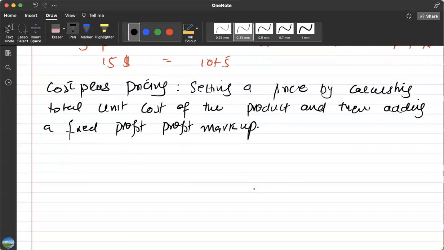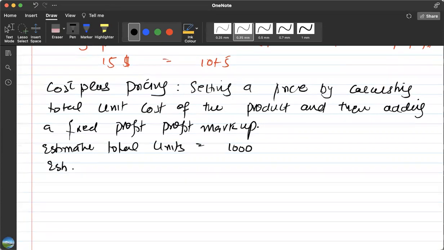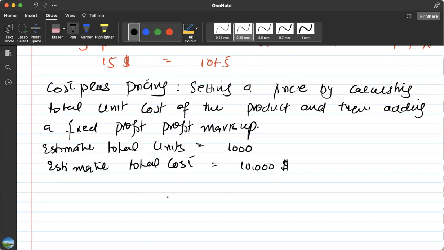Now, we have a few steps for that when we talk about cost-based pricing. For example, we need to estimate the total number of products we are making. Total units we are making, that are 1,000 units, for example. We estimate the total cost of that, for example, $10,000, we have estimated that this cost will be incurred. Then we calculate the unit cost. Unit cost is average cost basically of one unit. 10,000 divided by 1,000. So we came to know that we have $10 per unit.